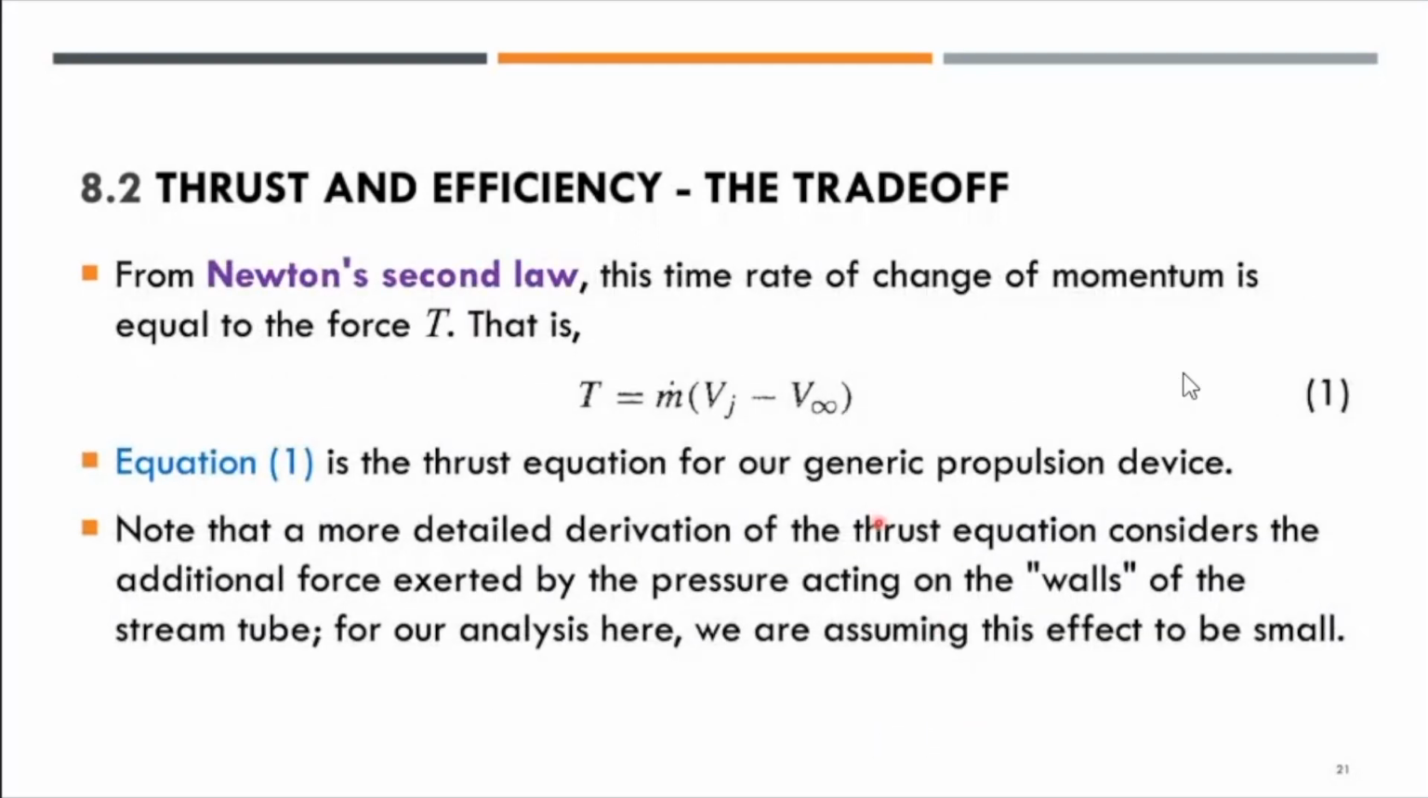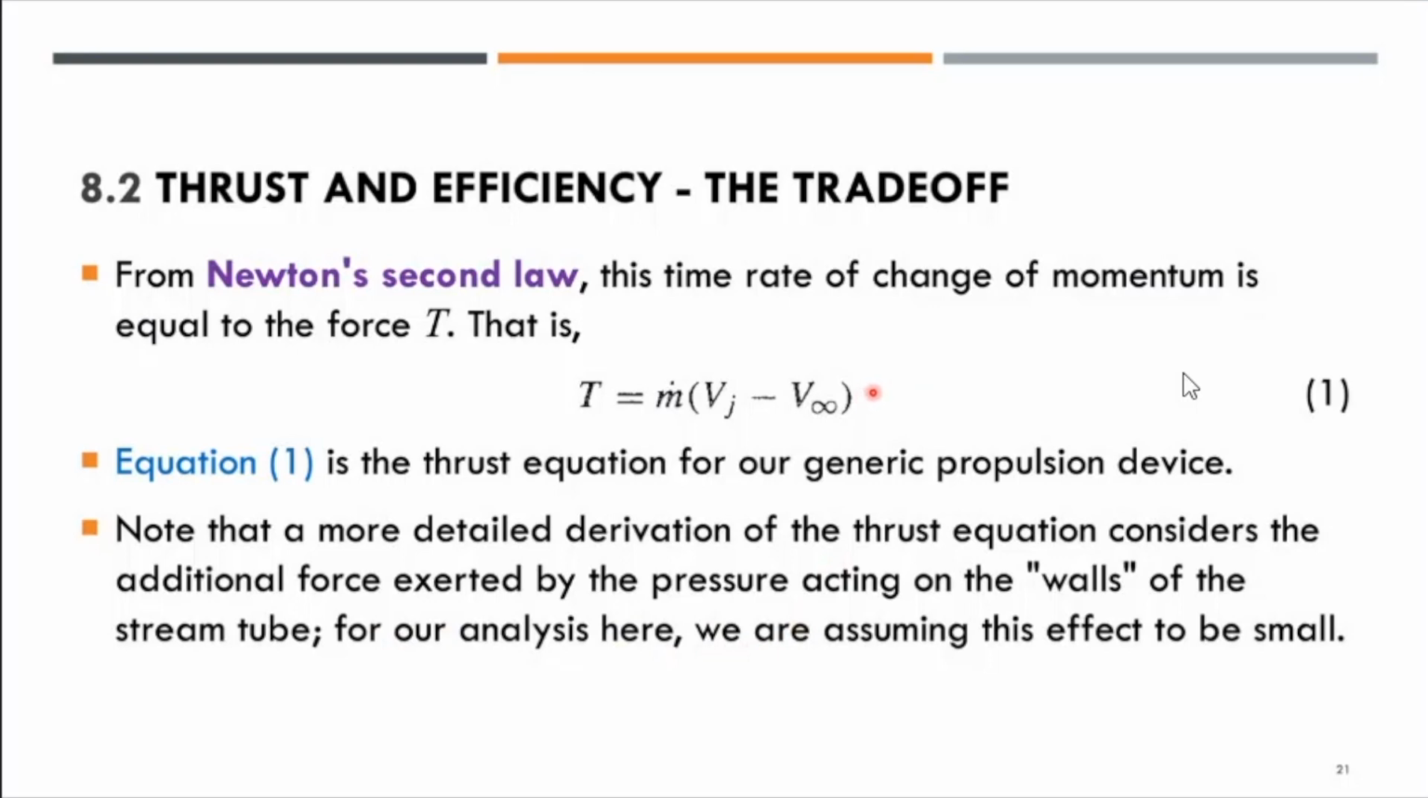Okay? So from Newton's second law, this time rate of change of momentum is equal to the force T, the thrust. This will be our equation number 1, which is the thrust equation for our generic propulsion device. Note that a more detailed derivation of the thrust equation considers the additional force exerted by the pressure acting on the walls of the stream tube.